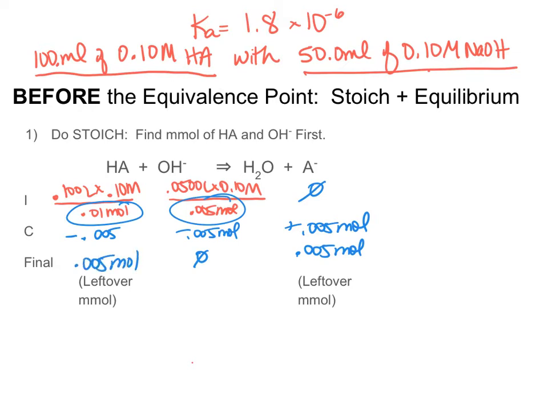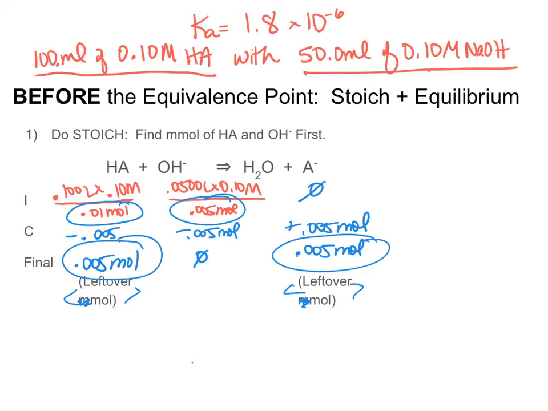Now, in my old notes, I do have where it says leftover millimoles, because you can use millimoles instead if you want, which is just molarity times volume in milliliters, but I'm just doing it as moles, of course, today. Now, from here, I have to realize what I have left over. And what I have left over is my A minus and my HA.